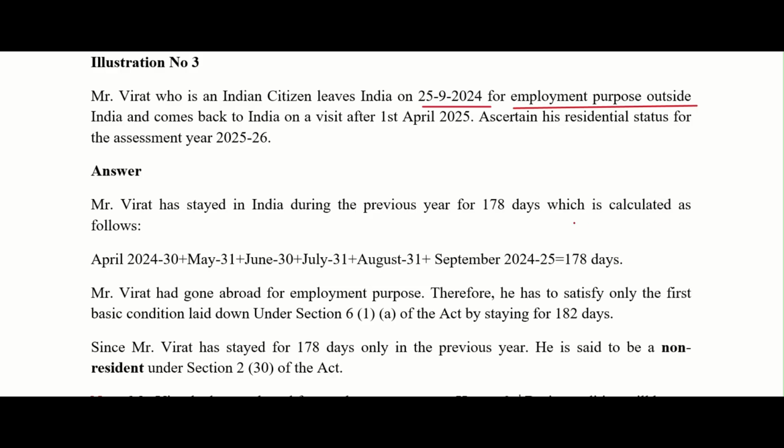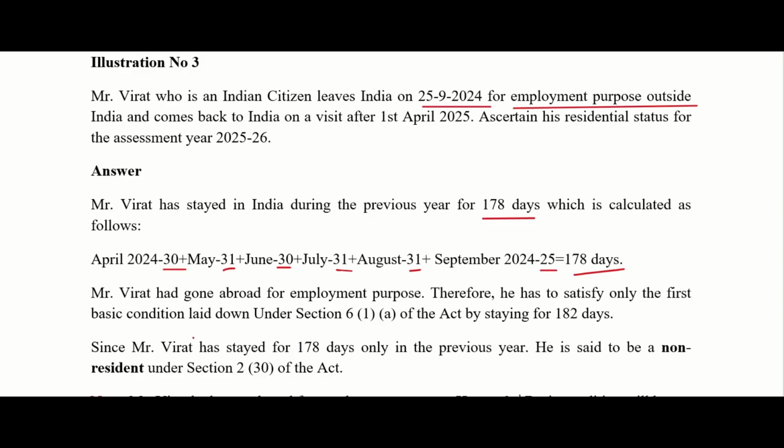So, coming to the answer, Mr. Virat has stayed in India during the previous year for 178 days, which is calculated as follows. I have taken April 30 days because he left India on 25/9, that is September. So, April 30 days, May 31 days, June 30 days, July 31 days, August 31 days, plus September. September, how many days? It is going to be 25 days. So, total 178 days.